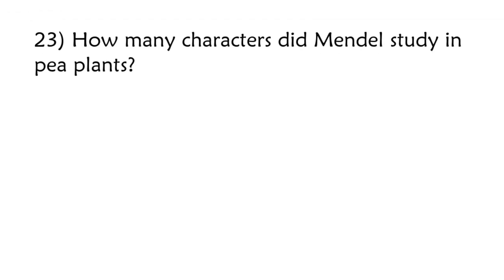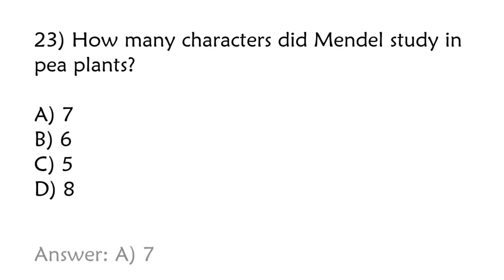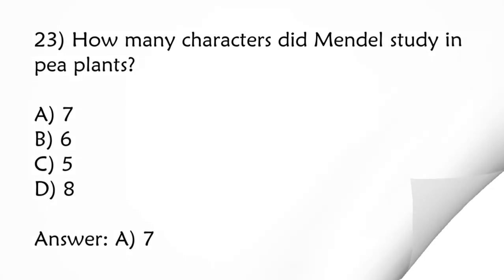How many characters did Mendel study in pea plants? 7, 6, 5, 8. Correct answer is option A, 7.